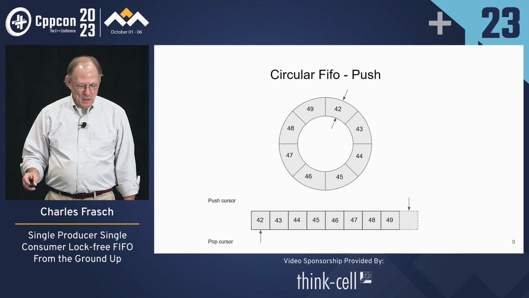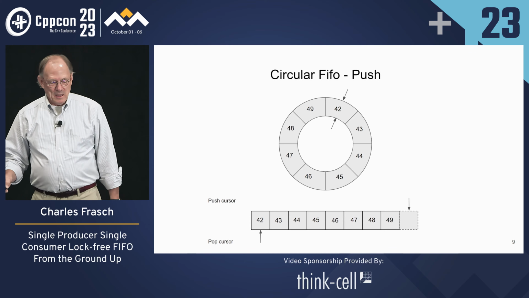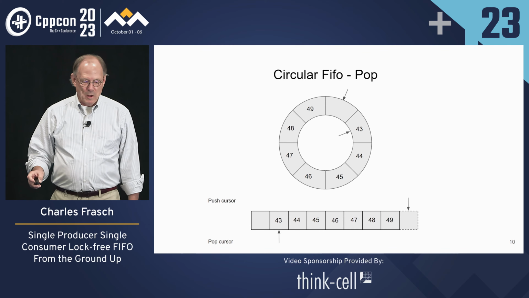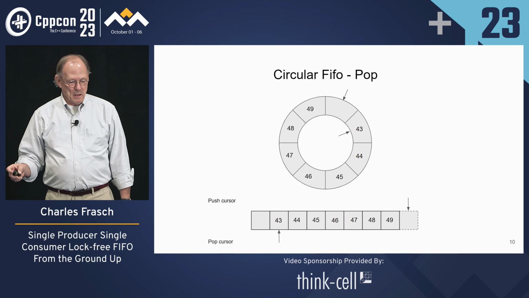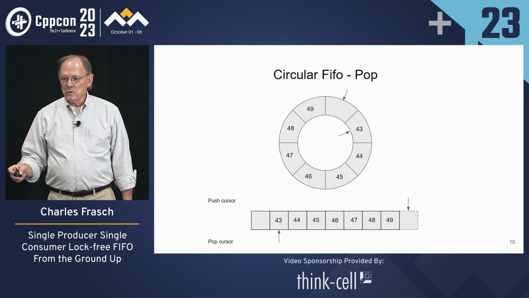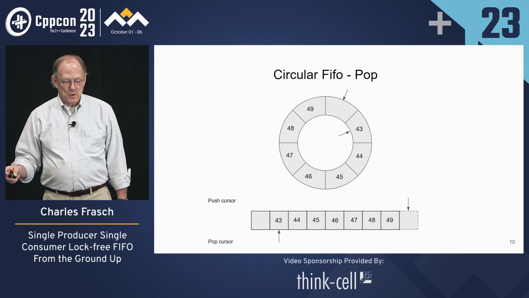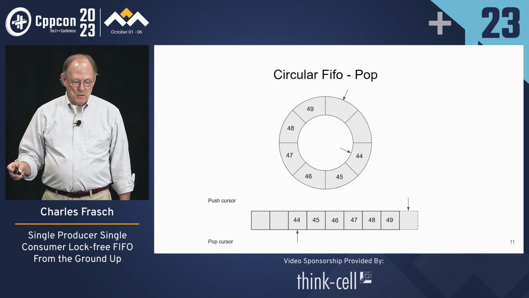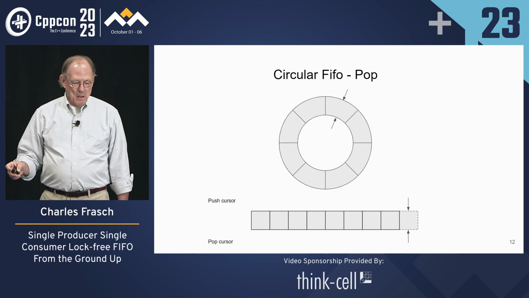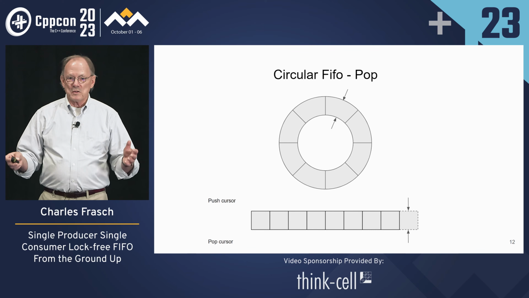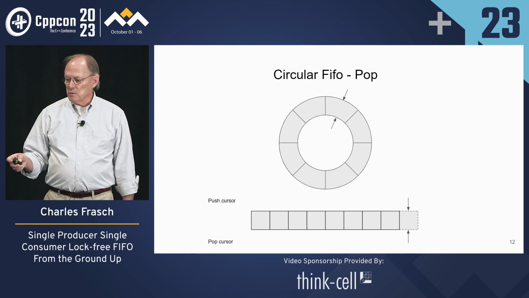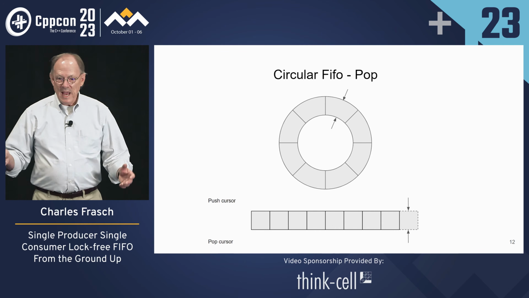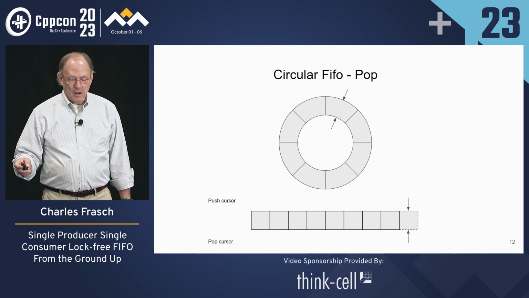So the pop is kind of the opposite. When you pop a value, you remove it from the location where the pop cursor points to and increment the pop cursor. Want to pop another value, do that, and eventually you've popped all. If no new values get pushed on, eventually the pop cursor becomes equal to the push cursor, and again, our FIFO becomes empty.